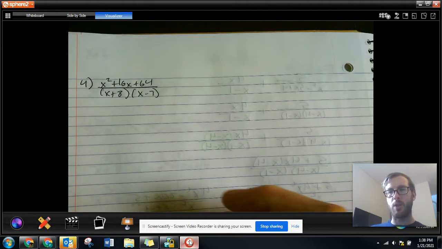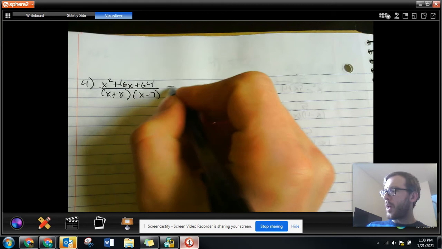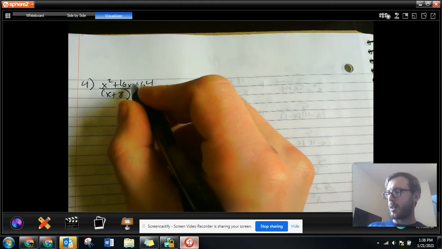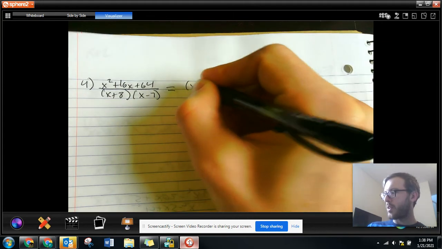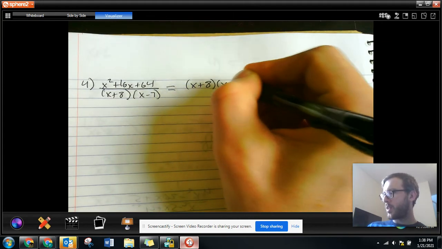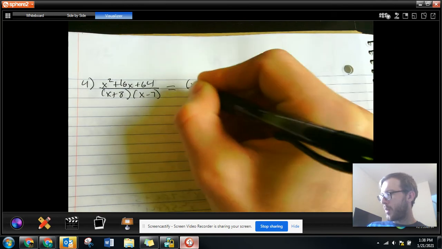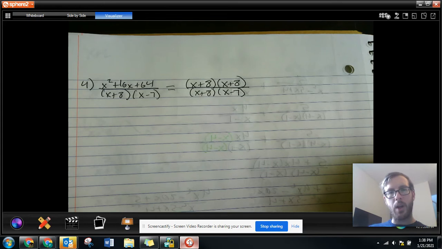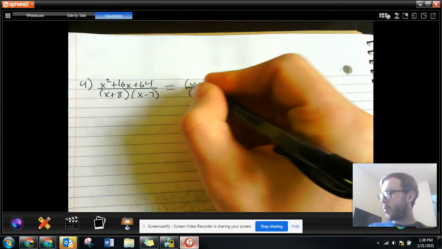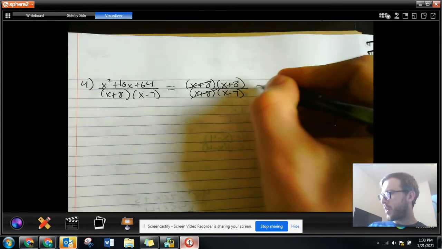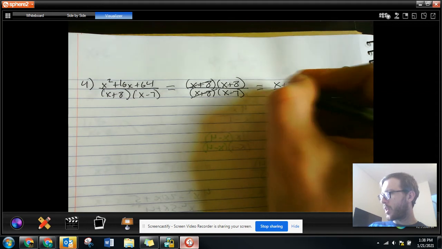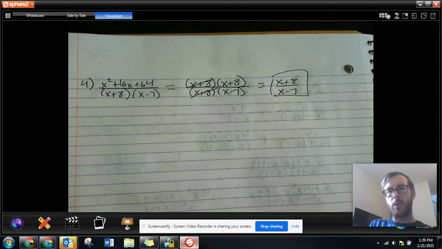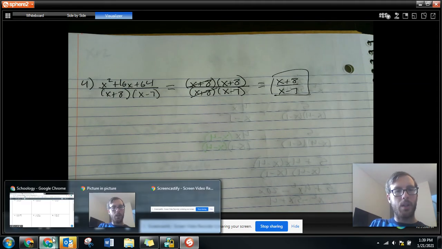I'm not going to go through all of the steps off to the side. You're certainly welcome to do that. I know that 8 times 8 is 64, and 8 plus 8 is 16. So my two factors are going to be x plus 8 and x plus 8. The denominator is already factored, so I'm going to just rewrite it. And now I can eliminate one of the x plus 8s, and so my final answer, always want to rewrite that final answer, x plus 8 over x plus 7. That's just a review on regularly simplifying.